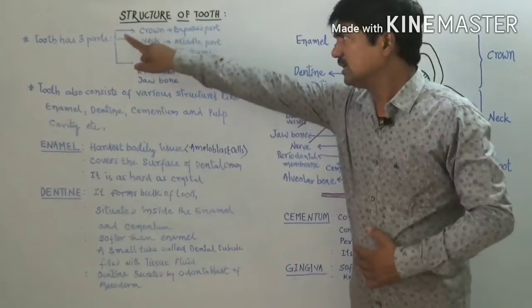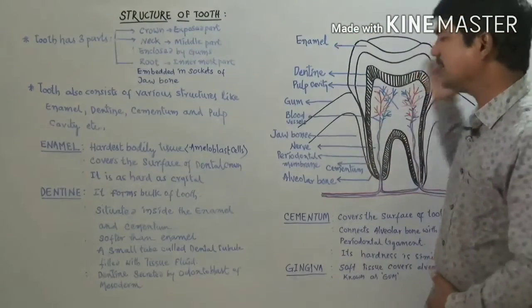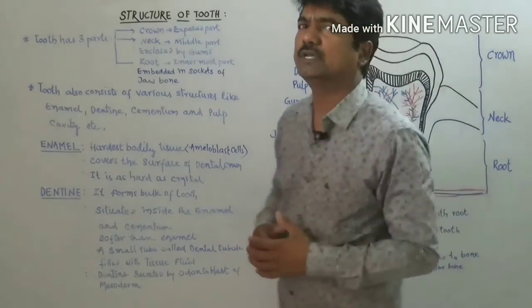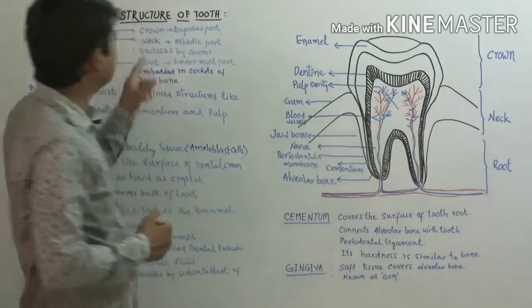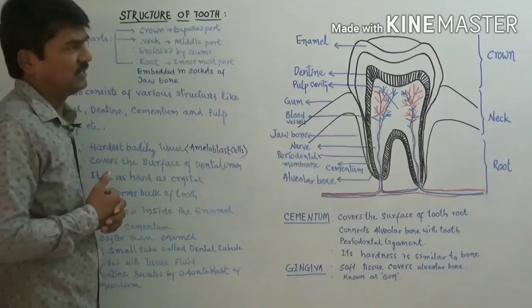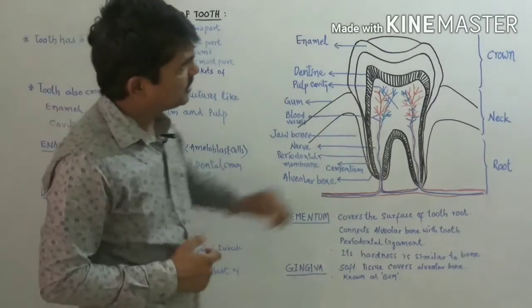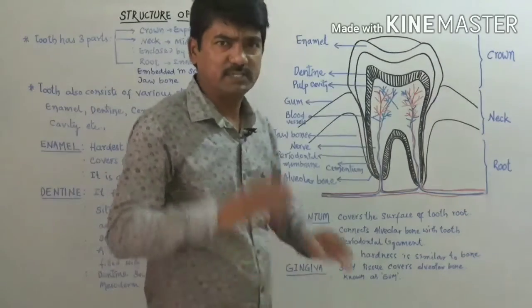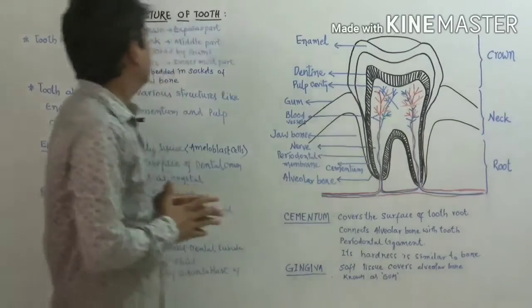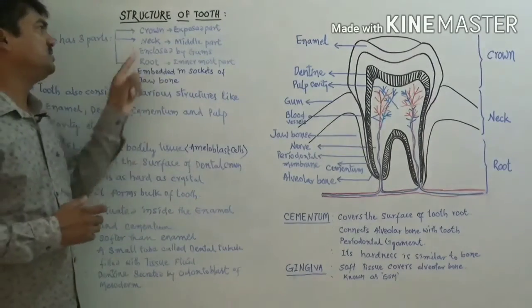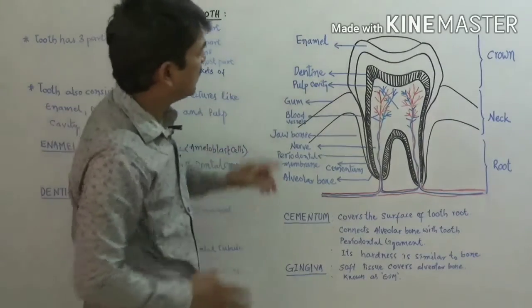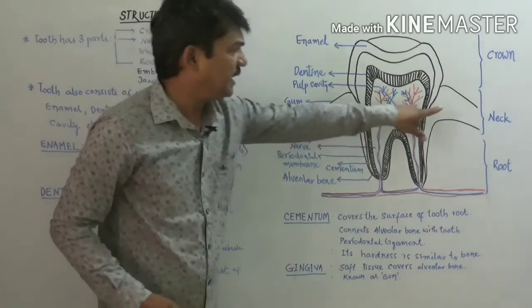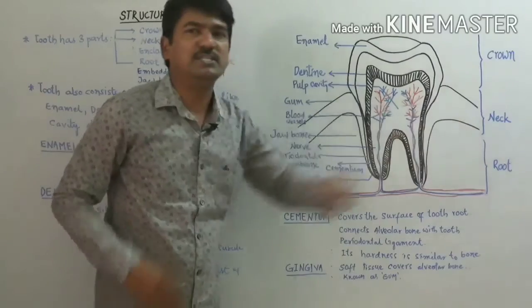Let's see what the crown is. The crown is the anterior part, also known as the exposed part of the tooth. The middle part, located between the crown and root, is called the neck. The neck is the middle part which is enclosed by the gums. These are the gums, and inside them the neck region is fixed.